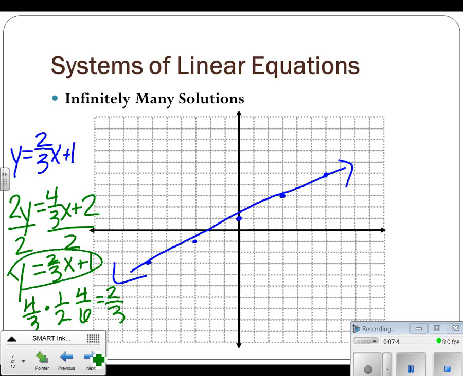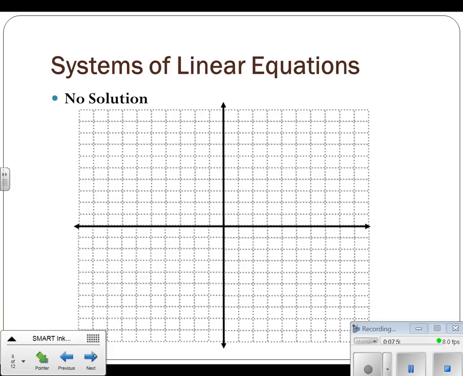So you can see here, once I solve for y, I get the same that I had here in blue. So when I'm graphing it, I have the same points. Every single point they have in common, they overlap here. This is infinitely many solutions because they have all solutions in common.